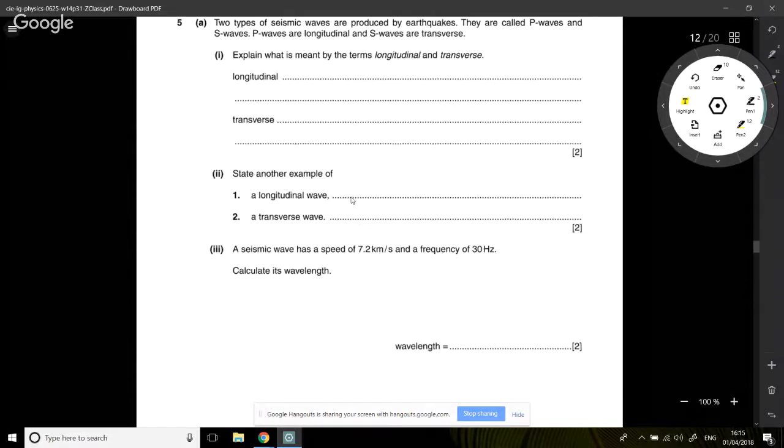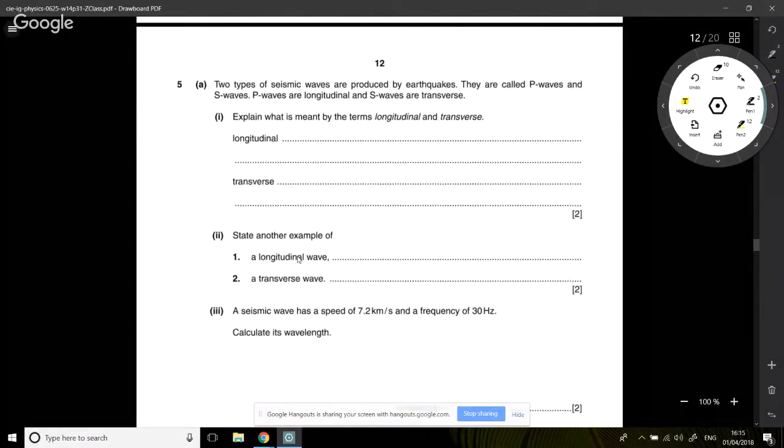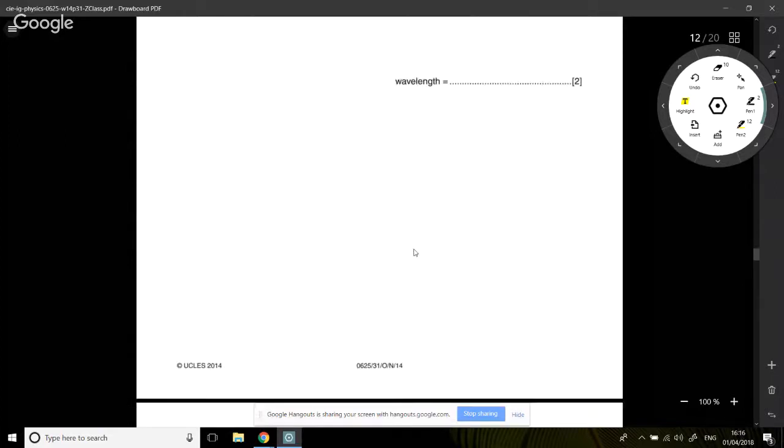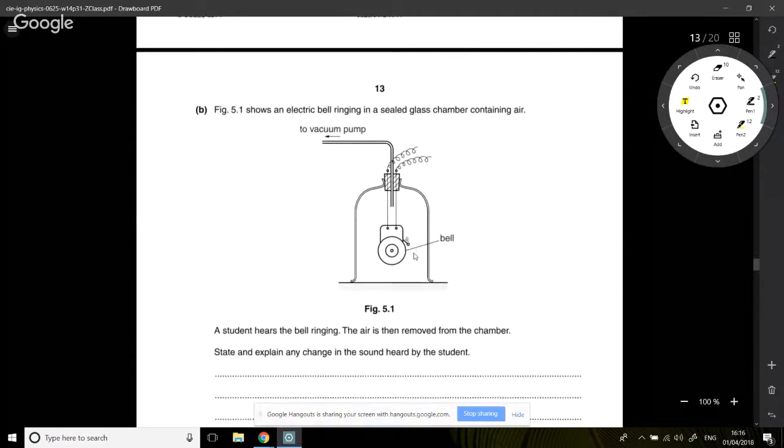Then I just wanted some other examples. So another example of a longitudinal wave would be sound. It's your main obvious example. And then for a transverse wave, it could either be transverse vibrations on a string, or it could be electromagnetic radiation. And then it just wants you to plug in speed and frequency to calculate wavelength. You just need to plug that into the formula for it.